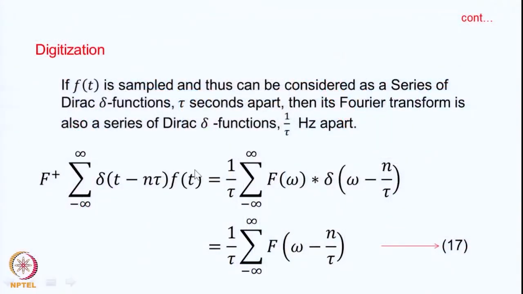and that is your FID. If I take the Fourier transform of that, then from the previous theorem I get the convolution of the Fourier transform of this function and the Fourier transform of this function, so I get a convolution of these two frequency domain spectra. Eventually that is represented as 1 by tau times the summation over n of f of omega minus n by tau. So this is a series of spectra separated by 1 by tau, and this has important implications later, as we will see, for the folding of signals and so on.